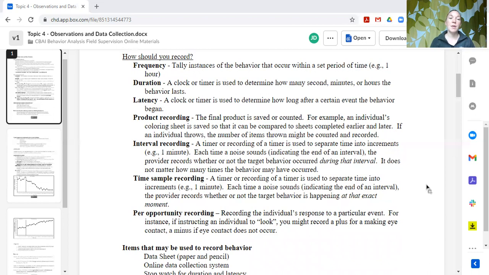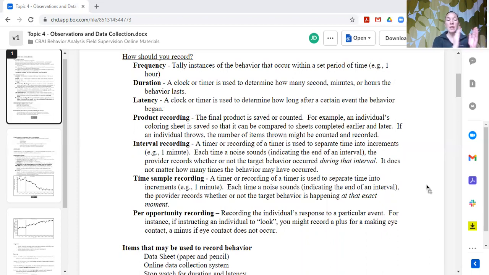Interval recording is going to be where you divide a time period into sections, intervals, and those are going to be the same length across your whole time period. So if I have an hour, I might divide it into 5-minute intervals or 1-minute intervals, whatever is appropriate for what you are measuring. And each time that the interval ends, you would record your data point. Well, that depends. So there's two types. There's whole interval recording and partial interval.